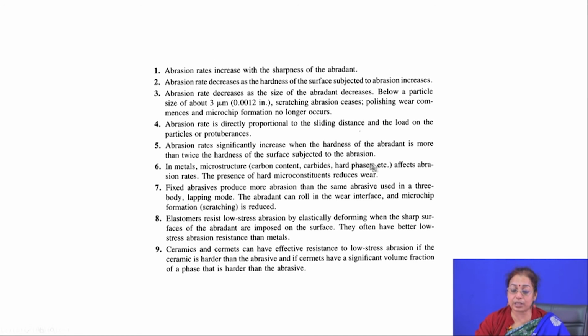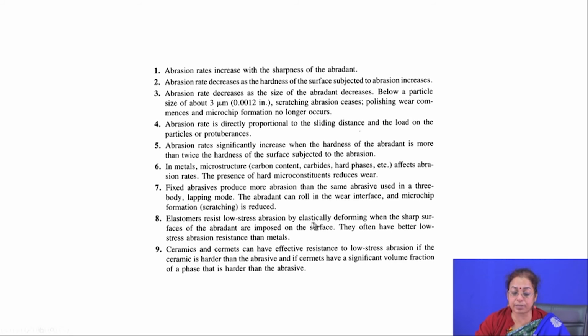In metals, microstructures play a very important role in determining the abrasion rate. The presence of hard microconstituents basically reduces wear. Then fixed abrasive produces more abrasion than the same abrasive used in 3 body lapping mode. So, basically if there are loose particles, naturally you will find that the rate will be lower than that of a particle when it is hard in nature and it is fixed in nature.